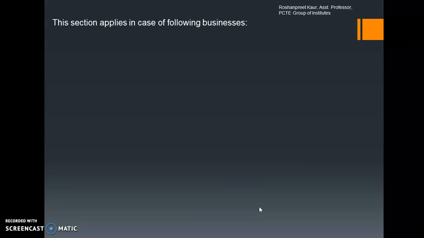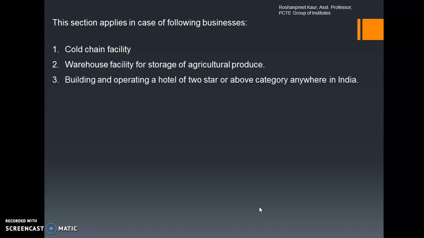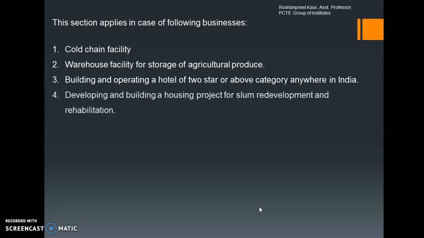Now, which are these businesses which are specifically mentioned under section 35AD? Otherwise there are many, I have just written down here a few businesses. So one is cold chain facility. Another is if you have warehouse facility for the storage of agricultural produce. Another is if you are building and operating a hotel of 2-star or above category anywhere in India, then again any expenditure done will be allowed as deduction.